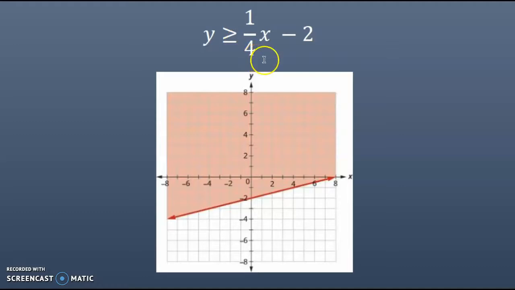One way that you can get the shading is by doing something called a test point. So I can test any point that is not on the line and see if it makes the statement true or false, and that can help me indicate which side of the line should be shaded. One test point that I always recommend that you try to use whenever possible is 0, 0, because this is just an easy point to plug in. We have zeros, and zeros are easy to multiply by and they're easy to add and subtract with. So let's test 0, 0.